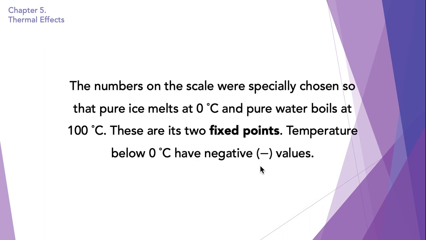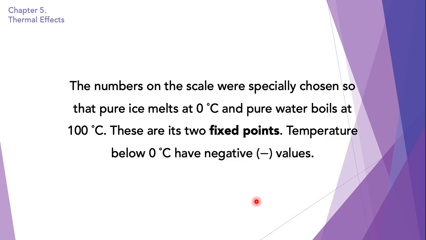The numbers on the scale were specially chosen so that pure ice melts at 0 degrees centigrade and pure water boils at 100 degrees centigrade under standard atmospheric pressure of 101,325 pascals. So these are its two fixed points. Temperatures below 0 degrees centigrade have negative values. We say -1, -2, -3. The bigger the negative number, the lower the temperature. Actually, we say minus values, we don't say negative. -12 degrees centigrade, like that.